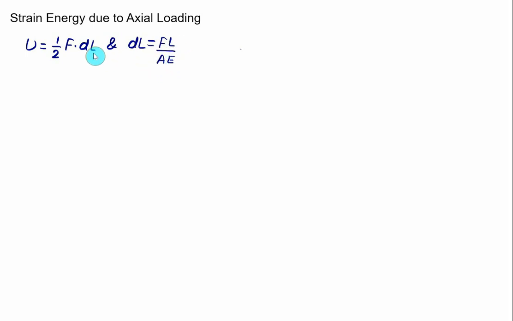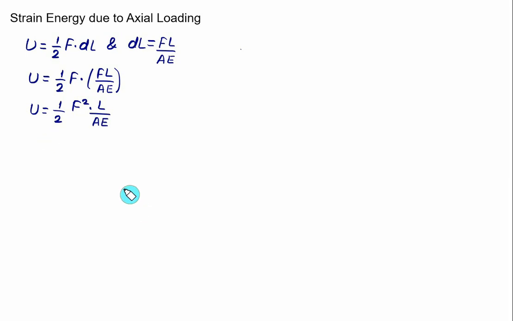So if I replace dl, I will get the strain energy U equal to 1/2 F multiplied by F into L by AE. So we have strain energy U equal to 1/2 F square multiplied by L divided by AE.